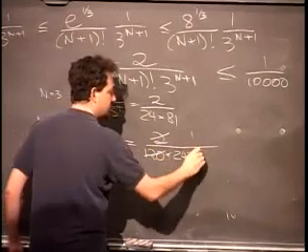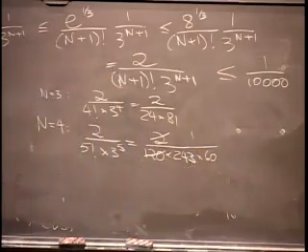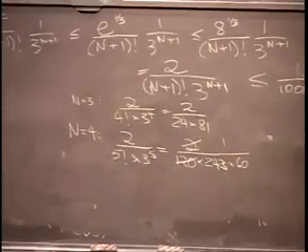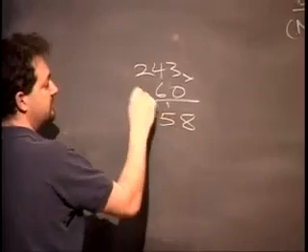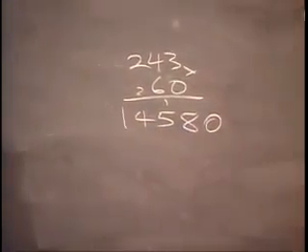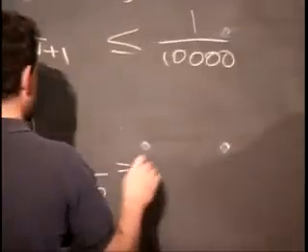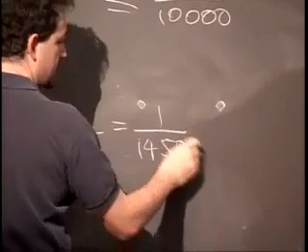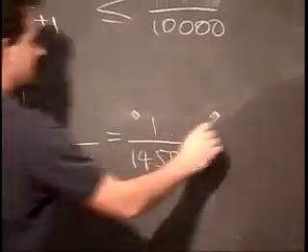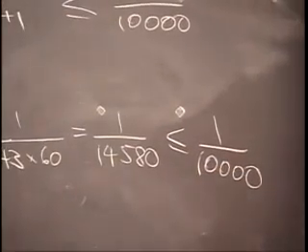So this is 1 over 60 times 243. Well, let's just work it out. I don't have a calculator, so... We don't even need to be so precise, but I just want to get an idea. So it's 14,580. I think that's right. So, is that good enough? Yes, that is less than or equal to 1 over 10,000. So n equals 4 will do.